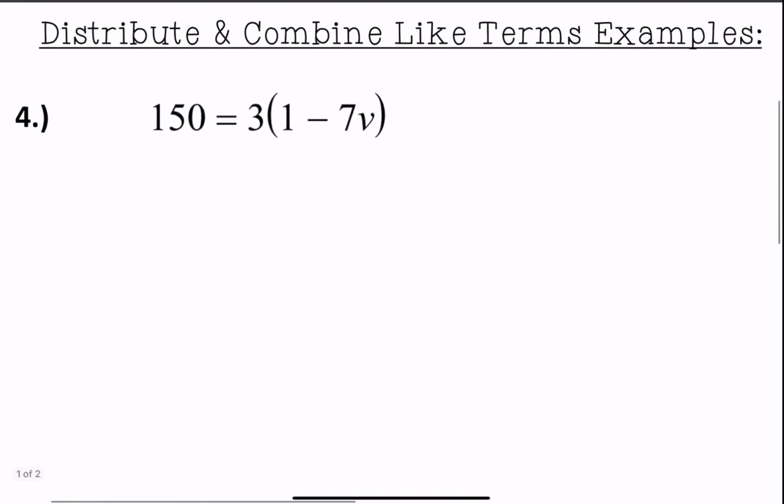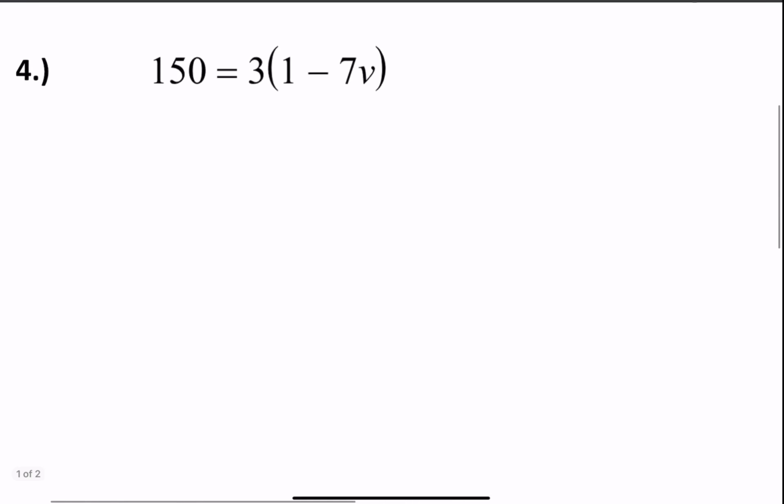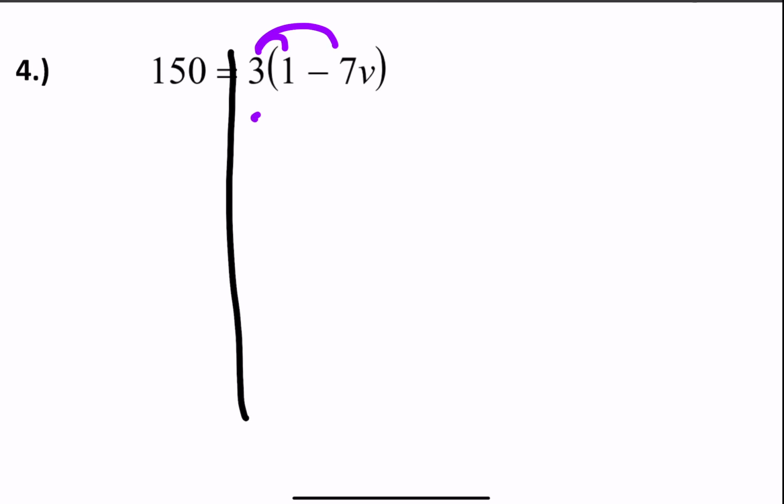So now we're going to do the same thing, but now we're going to solve. So let's look at this first problem. We have 150 equals 3 parentheses, 1 minus 7v close parentheses. I draw my balance bar. I see I got parentheses, so let's multiply. 3 times 1 is 3. 3 times negative 7 is a negative 21v. Don't forget the variable. Now, I don't have anything else I can do on this other side, so I bring everything else down.